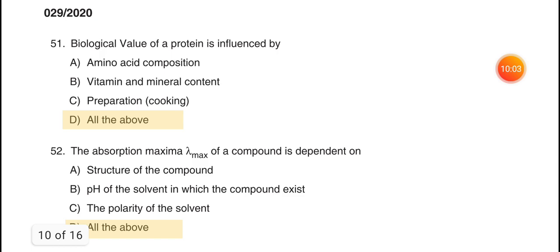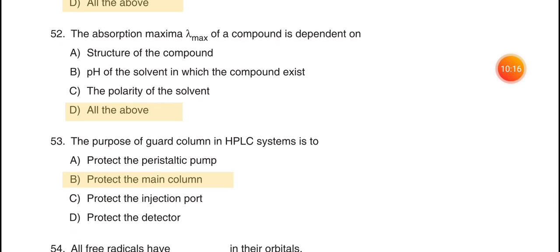51. Biological value of the protein is influenced by A, amino acid composition, B, vitamin and mineral content, C, preparation, cooking, D, all of the above. 52. The absorption maxima lambda max of a compound depends upon A, structure of the compound, B, pH of the solvent in which the compound exists, C, the polarity of the solvent, and D, all of the above. Answer is D, all of the above.